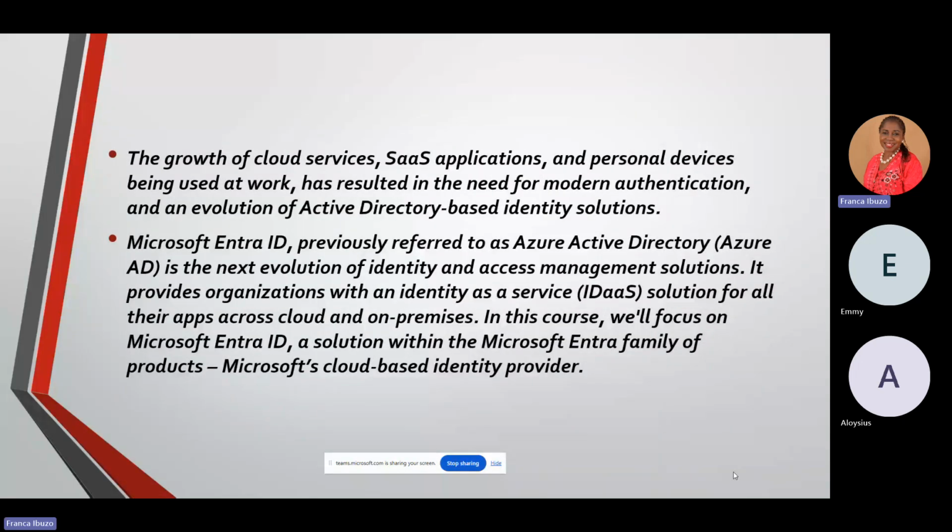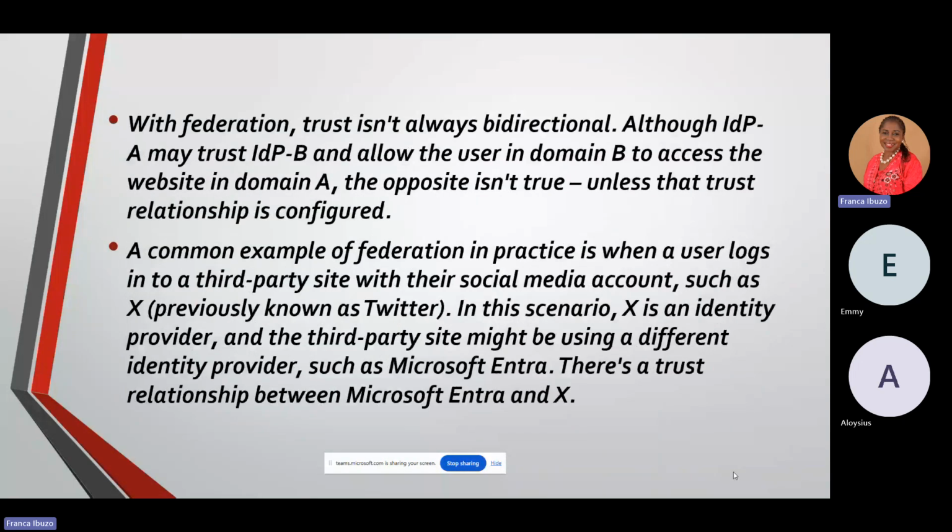Okay. So with federation, trust isn't always bi-directional. Although IDP, like I did mention earlier, we have the federation.